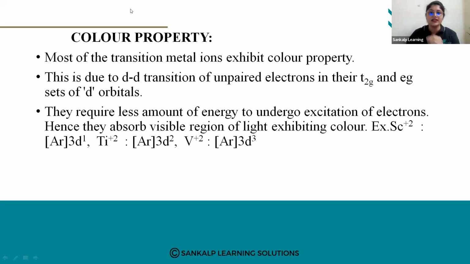So the color property is very important, and it is most common in transition metals. Why? It is due to d-d transition of unpaired electrons. For getting excitation, they require less amount of energy, and this energy is absorbed from the visible region of light, which exhibits the color. Color property is a very important property.